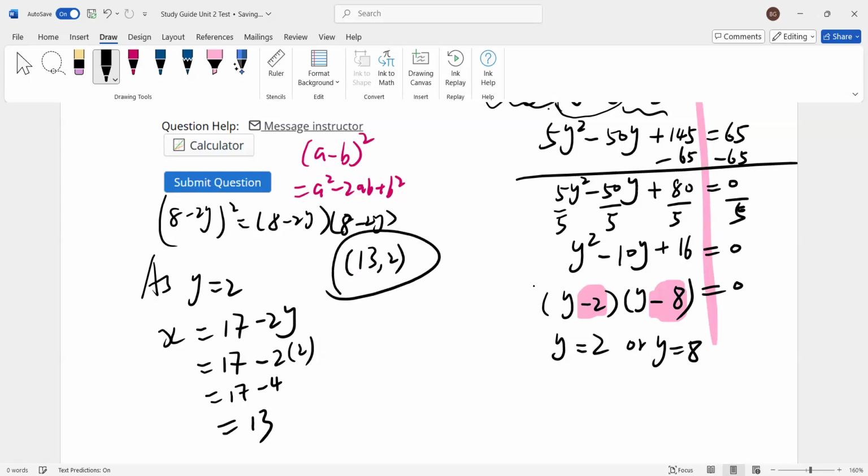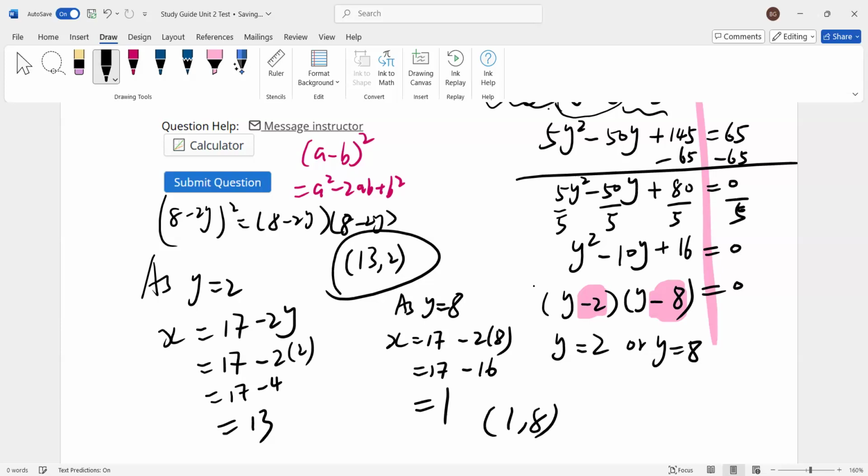The other solution: y equals 8. X equals 17 minus twice of 8. Twice of 8 is 16, so it's 1. Did I make some mistake? No. When x is 1, y is 8. Be careful with the order. The x value is the first component, the y value is the second component. So this one is 1, 8, and this one is 13, 2.